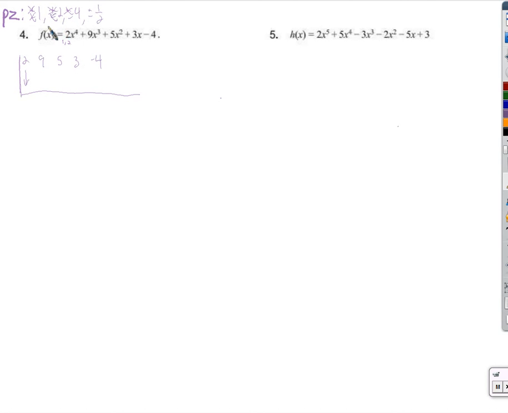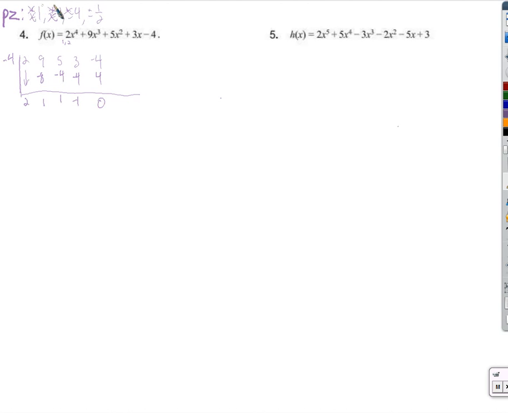So negative 2 didn't work. How about negative 4? 2, negative 8, 1, negative 4. This kind of seems good. 1, negative 4, negative 1, positive 4, 0. All right. Well, that's interesting.